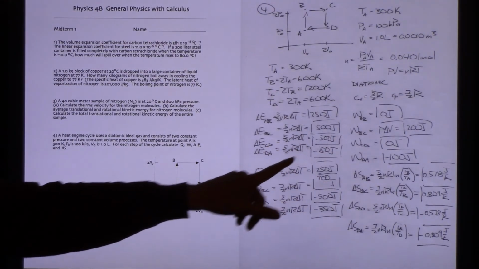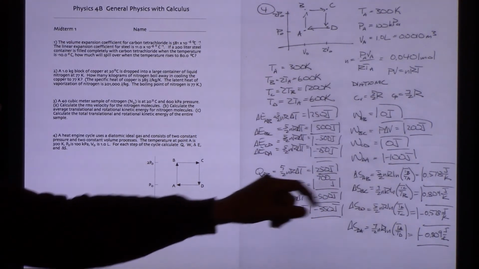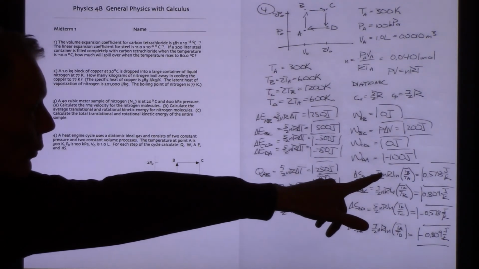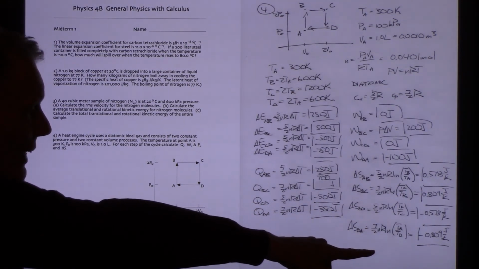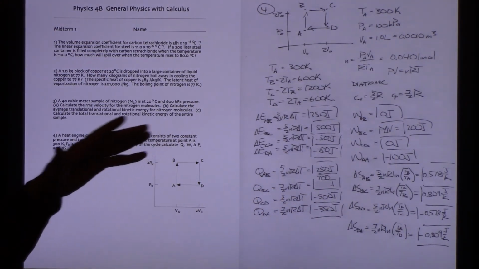So work and heat depend on which paths I take. Delta E's and delta S's do not. Okay, if I close the loop, those have got to zero out. And they did. So the two entropy increases we saw as the heat came in match the entropy decreases as the heat came out, even though the amounts of the heat weren't the same.